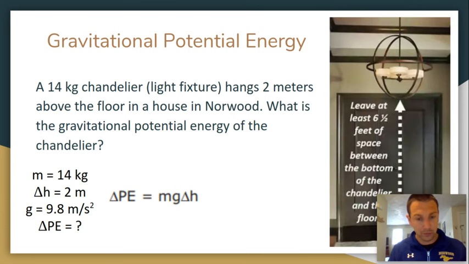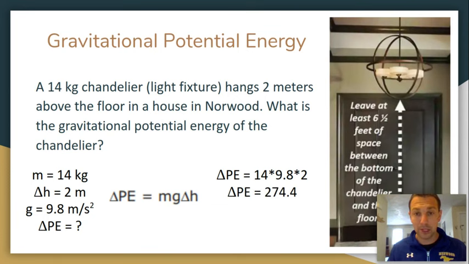So let's use our formula that we learned, mgh, and plug in some numbers. The gravitational potential energy is equal to 14, which is the mass, times 9.8, the amount of gravity, times 2, which is the height. Multiplying those out, we get that the change in potential energy from the base is 274.4. Once again, though, we're missing a unit, so we have to make sure that we say it's 274.4 joules.